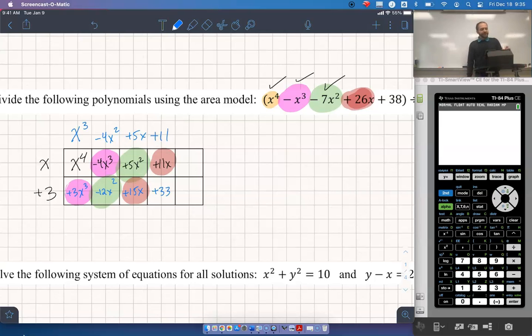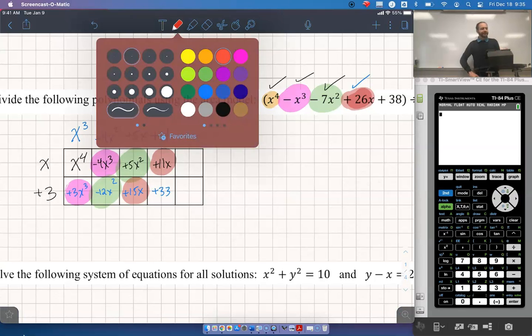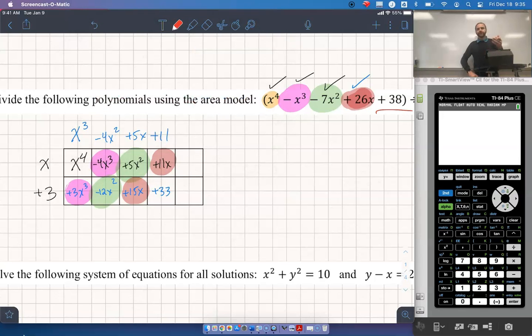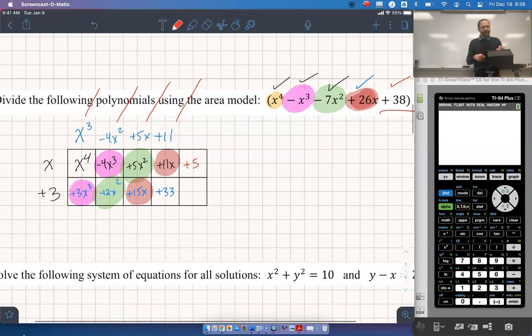Well, we have our 26x. That's nice, but I need 38 on the inside. I mean, look at that. 38. All I have is 33. So I probably need to put a positive 5 here. And that would give me the 38. So what does that 5 represent? Well, look at your polynomial. I have x cubed minus 4x squared plus 5x plus 11. Well, I'm already at my constant. I'm at my last position. So remember that at the end represents your remainder, big R.